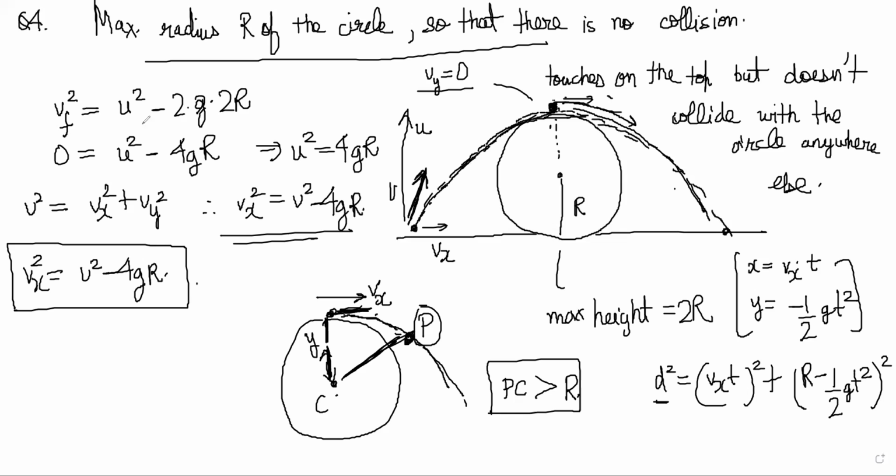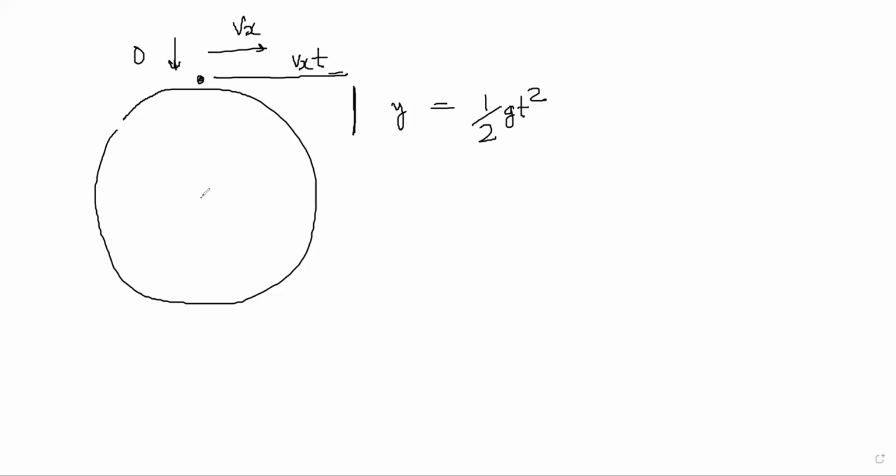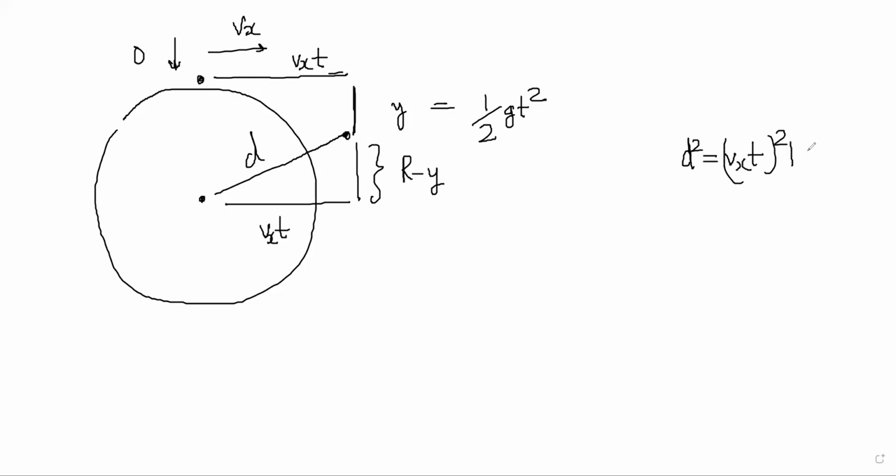If you are a little confused, let's draw a separate figure and think about it. The particle starts moving like this with Vx and vertical velocity is 0. But it is falling under gravity, so it will come down by some y amount, which is equal to half gt square. And it will go forward by some x amount, which is equal to vxt. So distance from this point, this distance basically, right? This distance will be equal to this distance, which is r minus y, and this distance, which is vxt whole square. So my d square will be equal to vxt whole square plus r minus y whole square. So that is what I am writing.